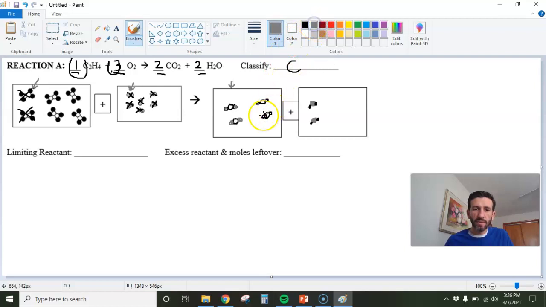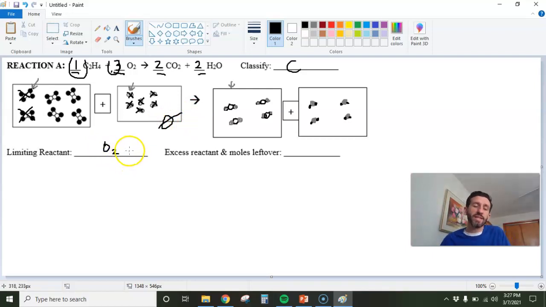I'm going to come here and get my gray so I can color these in a little bit. So actually it looks like CO2. And then I'm going to make 2 more waters. So there's my 2 waters. Okay. Now I can't make anything else. Why? Because I ran out of oxygen. I've reached 0. So oxygen is my limiting reactant. It's the one that limits the amount of product I'm going to make.